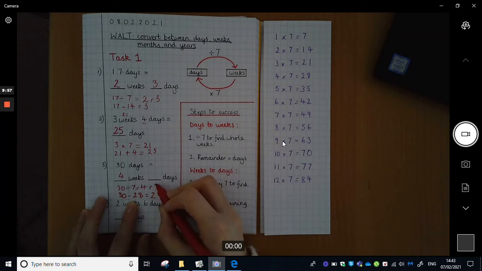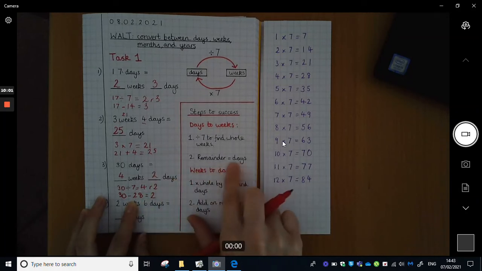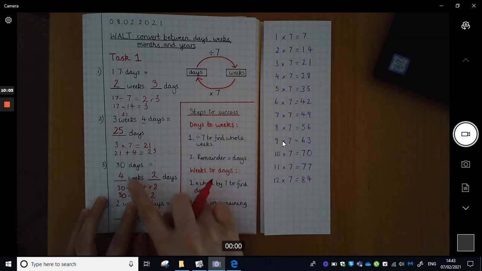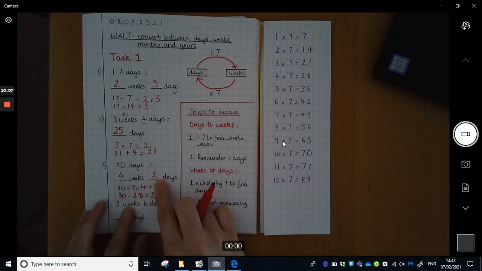Well done if you got that with me. So my remainder is 2. So remember that becomes my days. So 30 days is the same as 4 weeks and 2 days.